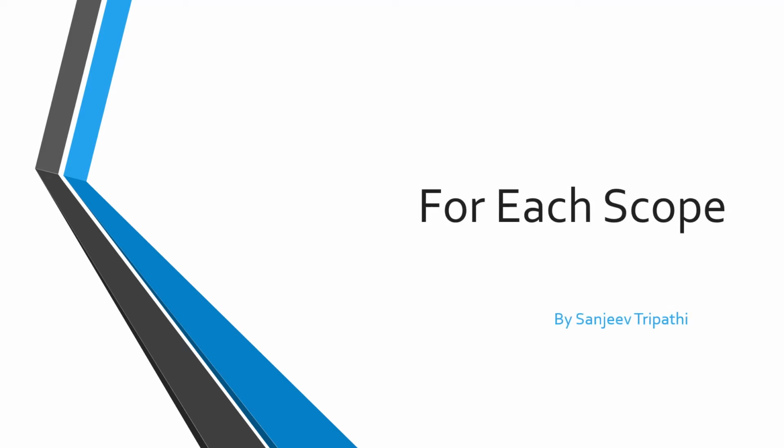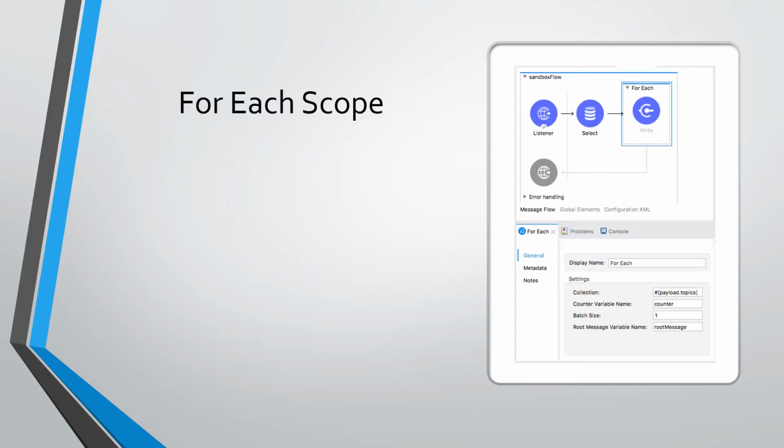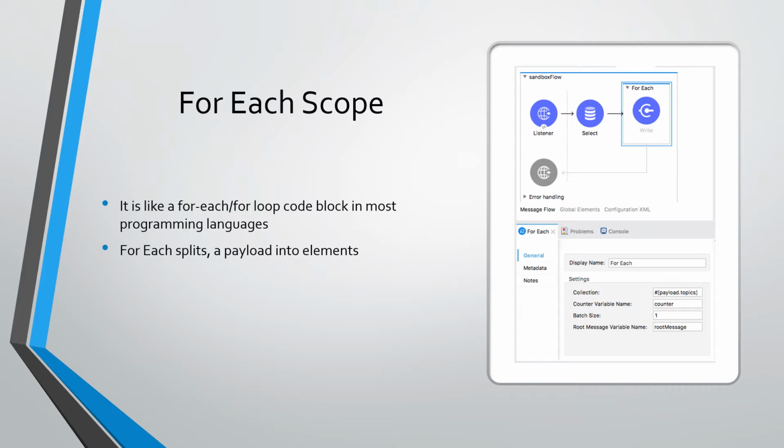In this video, I'm going to talk about the for each scope, and with an example, I will explain how the for each scope works in a Mule application. The for each scope is like a for loop code block in a programming language. For each splits the payload into elements and each element is processed in sequence. Inside the for each, we add Mule components and each element is processed through these Mule components.